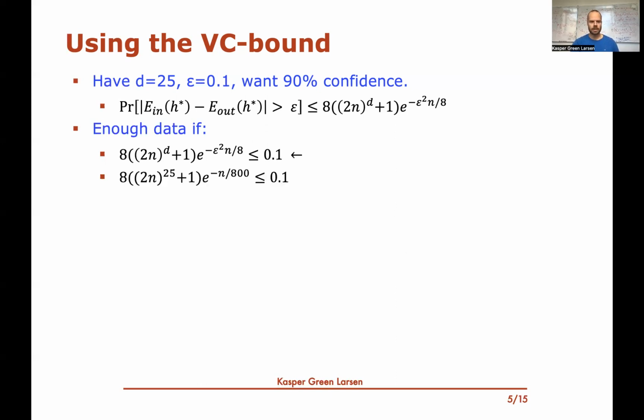So let's just try and plug in the numbers, right? So we said d to be 25. We said epsilon to be 0.1. So 0.1 squared, that's 1 over 100. So up here in the exponent, we get n over 800.